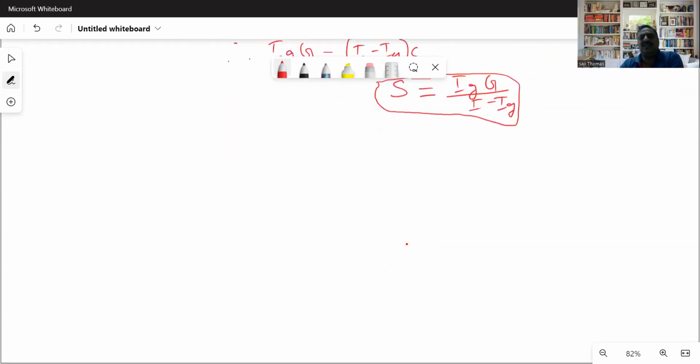Now we can convert a galvanometer into a voltmeter. One more thing: an ideal ammeter should have zero resistance. Remember that. An ideal ammeter has zero resistance. And an ammeter is always connected in series in a circuit.